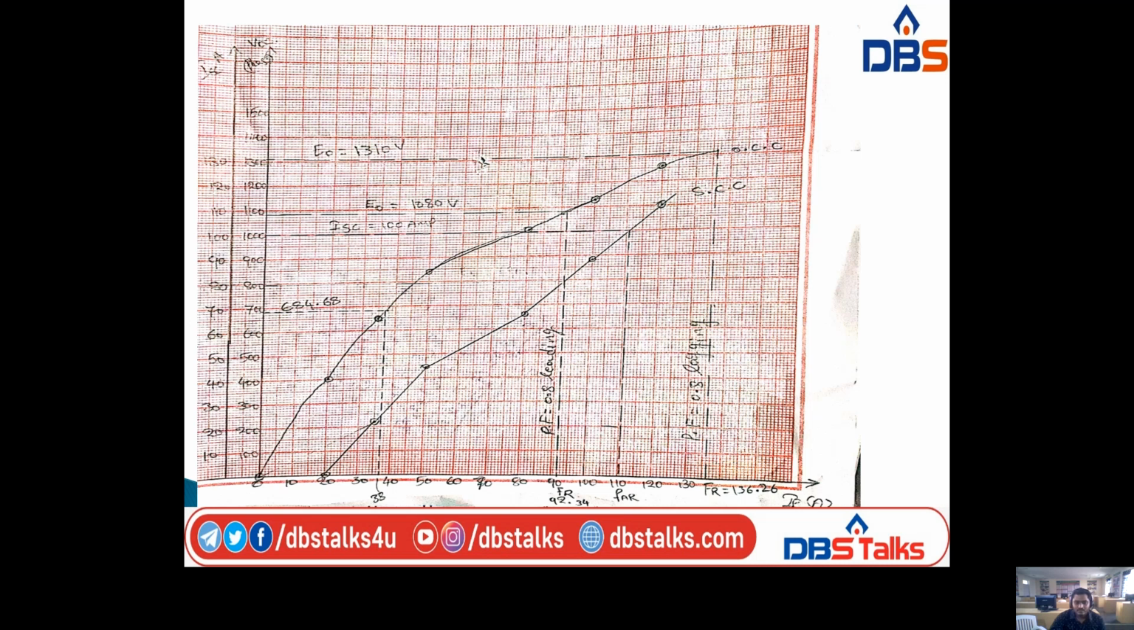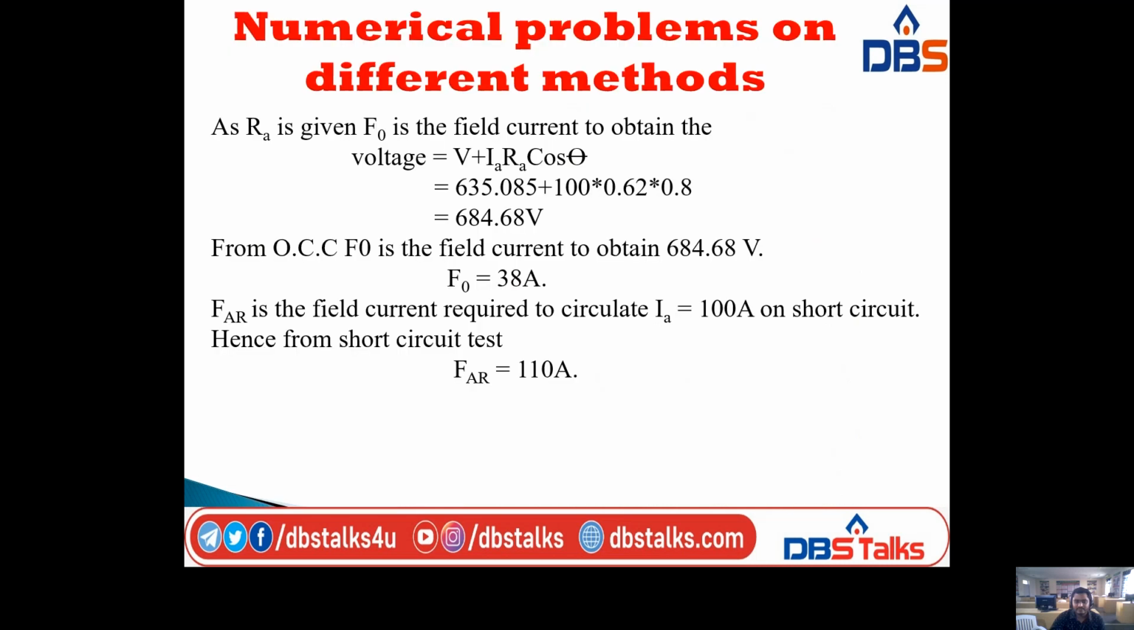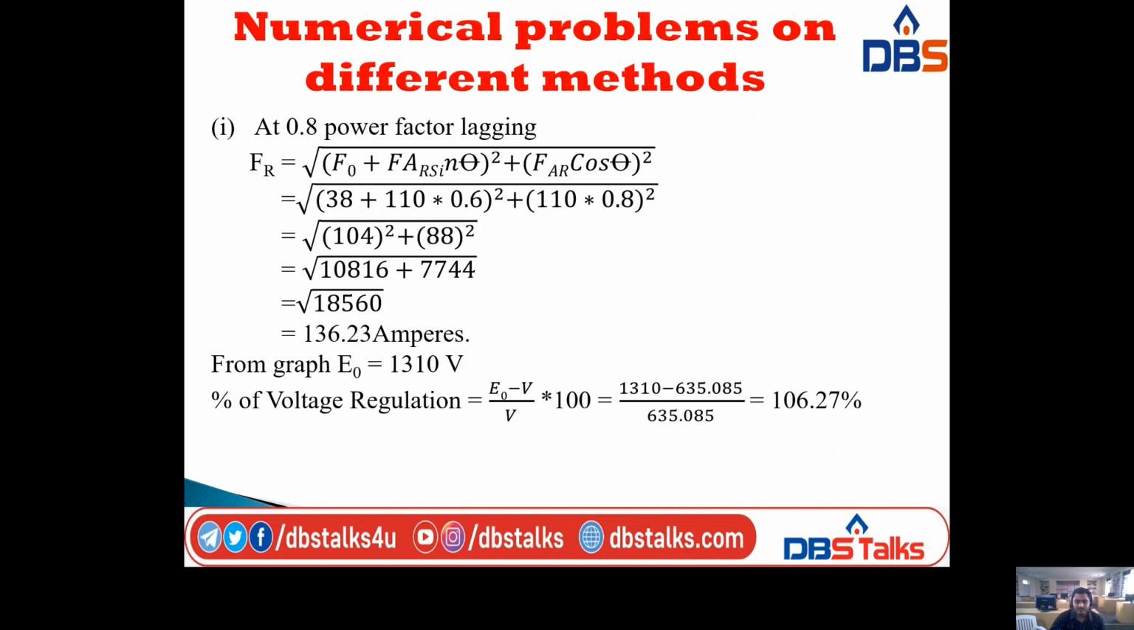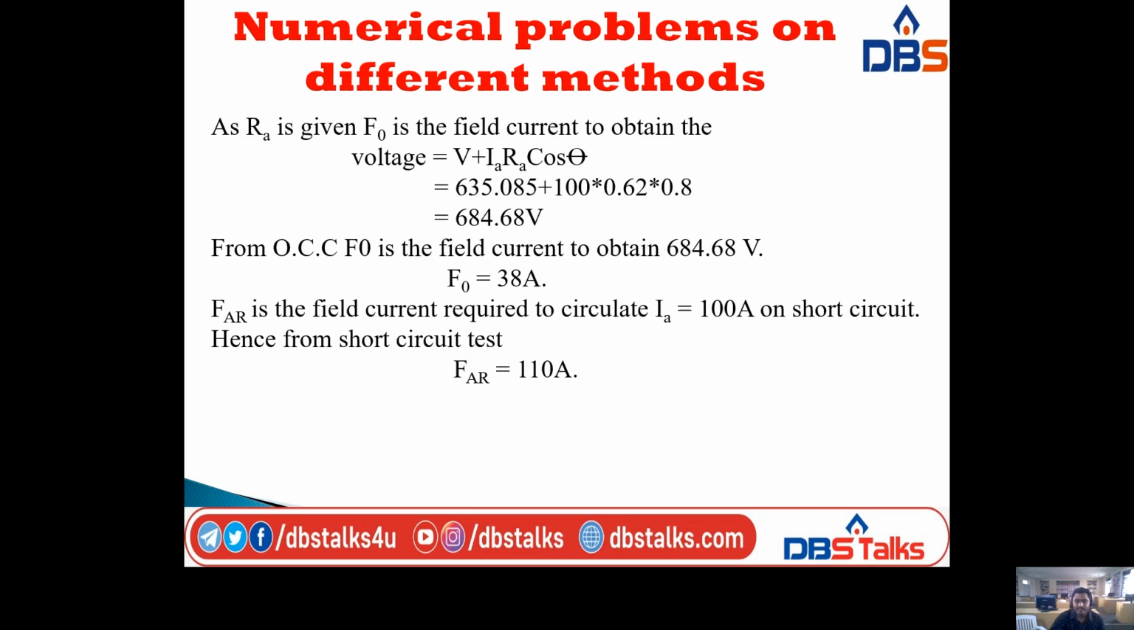That is the maximum value we have, at 1300 volts. At 1300 volts, the maximum value is 1300 volts. So mark the 1300 volts on the OCC curve. We have the FR value, that we just now calculated, that is 136.23 amperes. So from the 136.23 amperes, draw a vertical line.